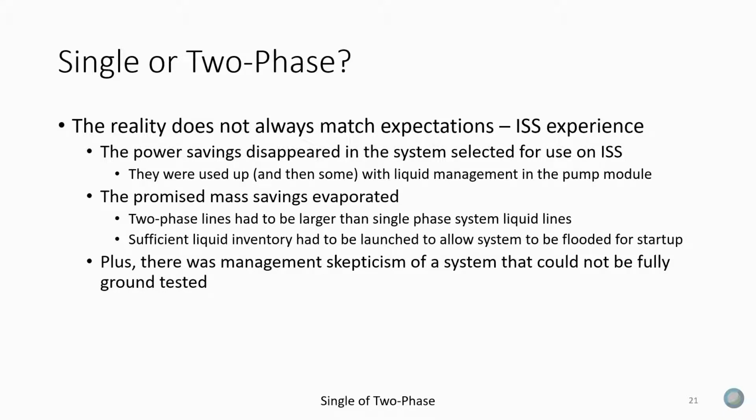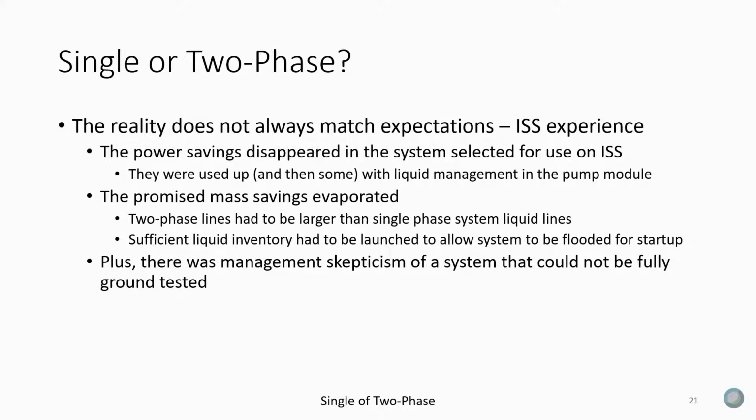But what happens is the reality doesn't always match your expectations. As I said, we had three candidate systems. By the time we found one that was robust and that we liked and that worked consistently, all the power savings disappeared. Your theoretical power of pumping 1/10 of your liquid through the lines, in principle, you're going to be well less than 1/10 of the power.